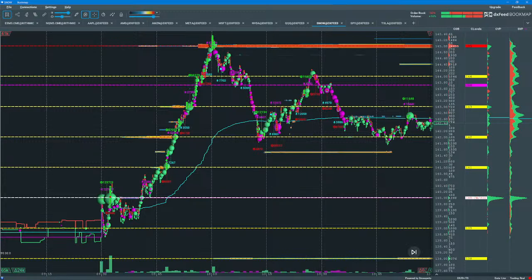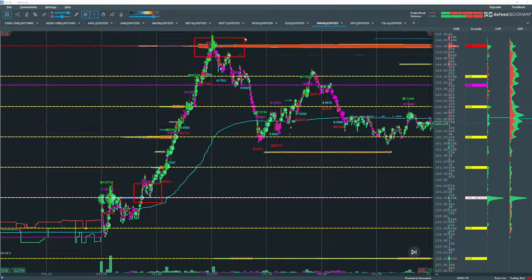And price briefly hesitated at the 140 call wall, the key gamma strike, and then moved right up to the liquidity at 145, making for a great long call.